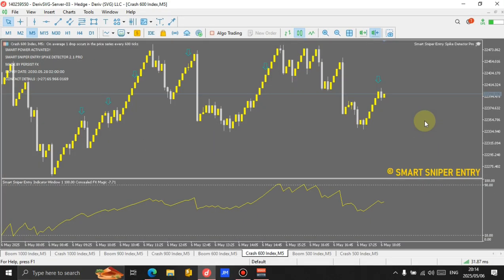And that's exactly how to use the Smart Sniper Entry Spike Detector 2.1 Pro on Boom and Crash.